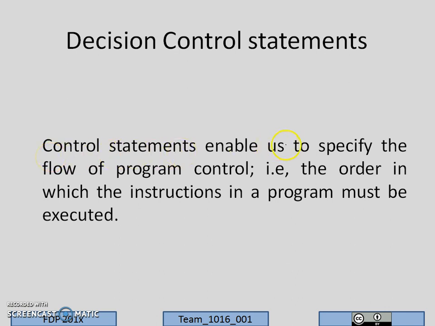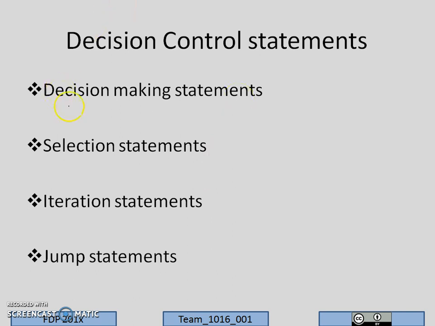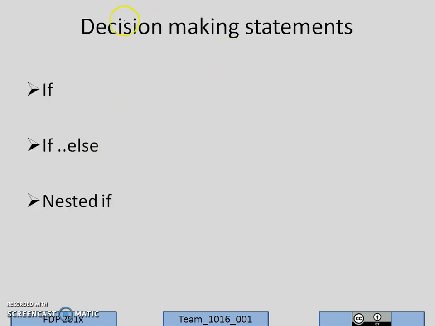Control statements enable us to specify the flow of program control, that is, the order in which the instructions in a program must be executed. There are 4 types, as I already mentioned: decision making statements, selection statements, iteration statements, and jump statements. In this section I am just focusing on decision making statements. There are 3 subtypes: if, if else, and nested if.